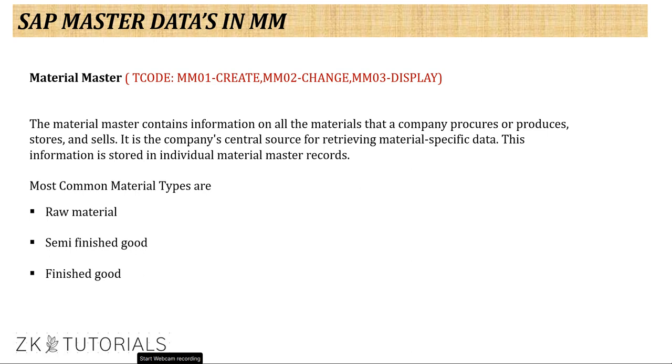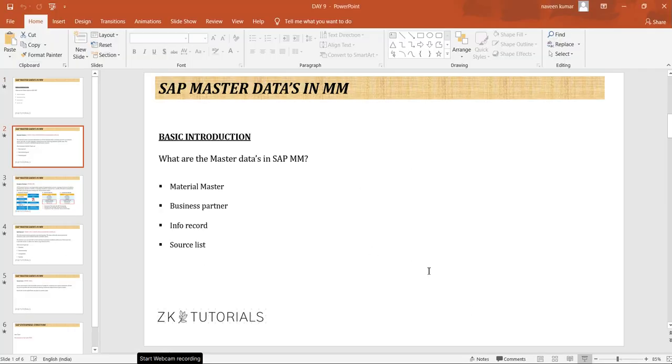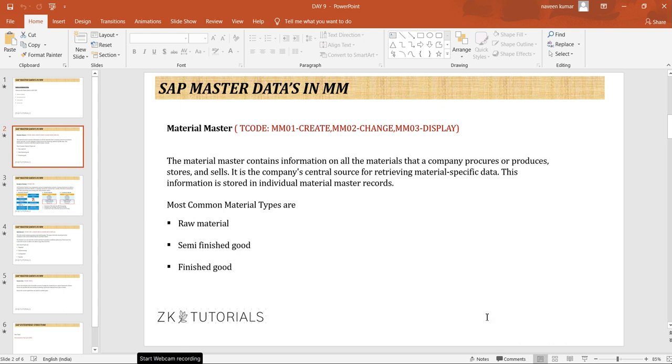But most commonly, what we are using is raw material, because we are purchasing the raw material and giving it to production. That is the ultimate aim here. So we are focusing on this raw material, and we can see how to create and also how to configure it. So let's begin. Let's get into the system.